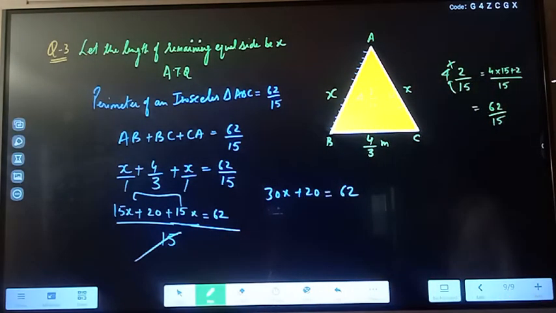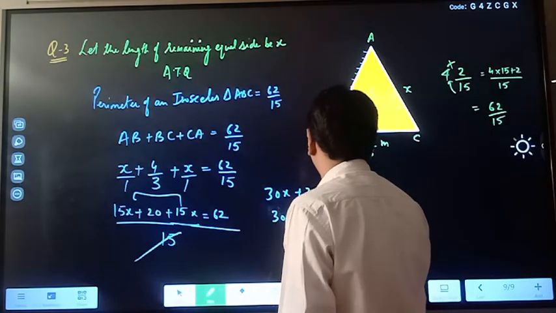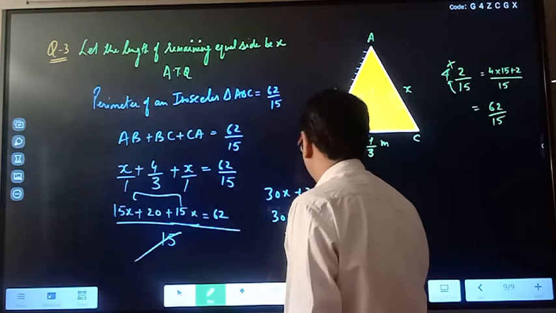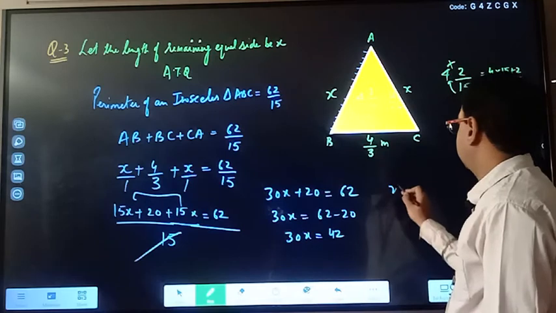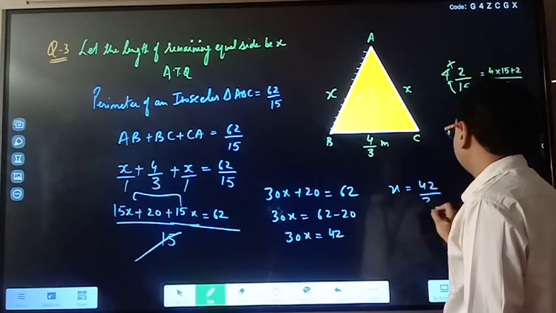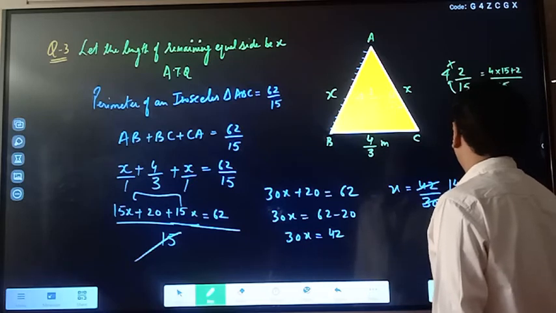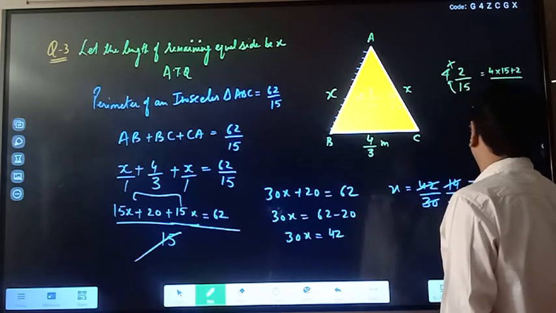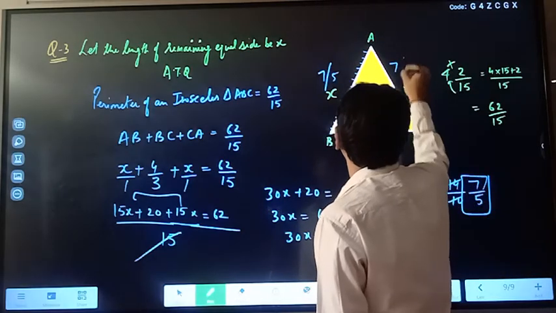I think we are getting it correct. I think we'll be getting the answer in a mixed fraction only. 30x is equal to 62 minus 20. 30x is equal to 42. x is equal to 42 by 30. If I solve, I'll be getting 7 by 5. It means the equal side is 7 by 5, 7 by 5.